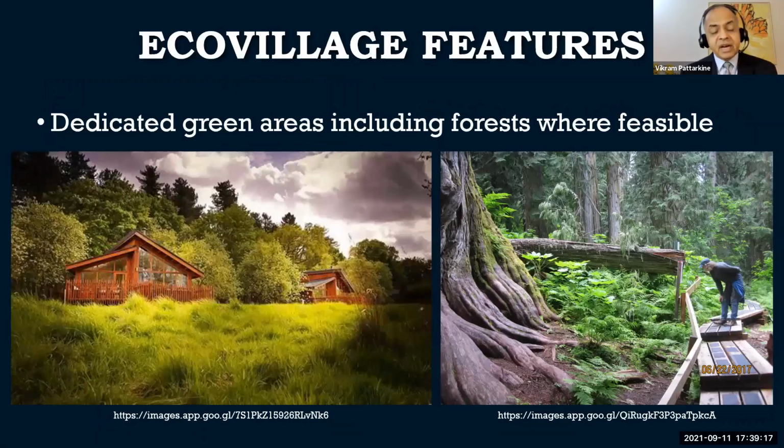It can have dedicated green areas, including forests where feasible. Where I live in the community, we have a small walking trail where we can walk along a small stream. It's a beautiful stream. I've taken some videos near that stream, which are on our website also. Incidentally, the one thing we have not told you about is lab dogs. I'm going to tell you a best kept secret at the end of this presentation.